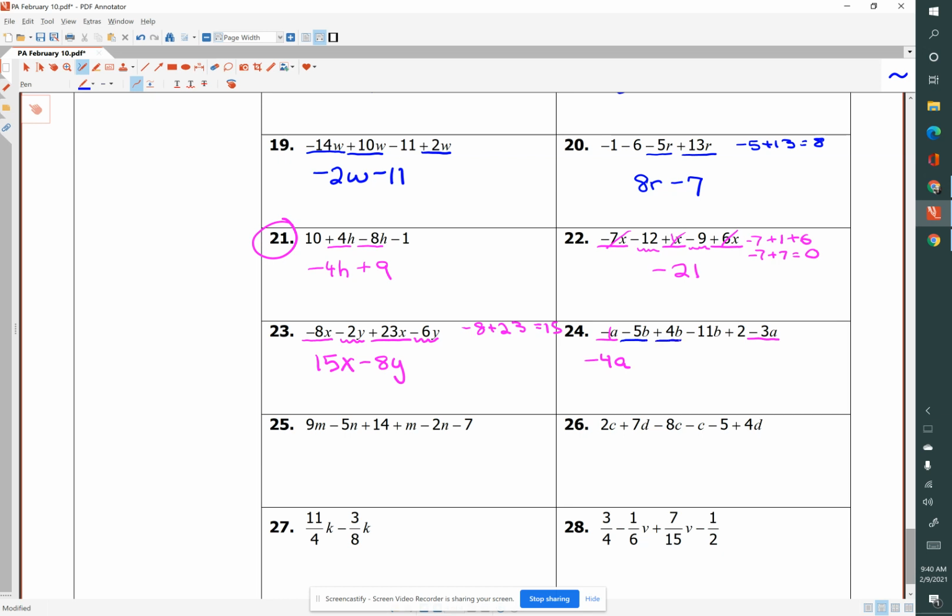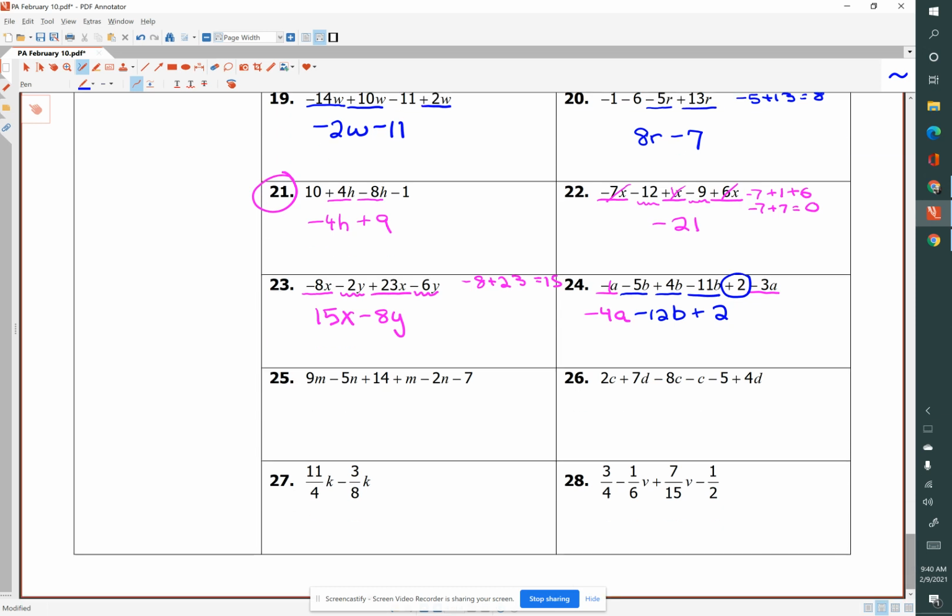And let's start with the b terms. Negative 5 plus 4 is -1, minus 11 is -12. So that's -12b. And then we just have this one constant, plus 2.